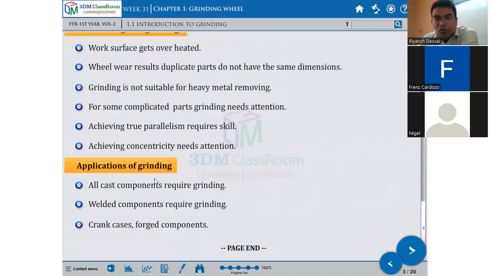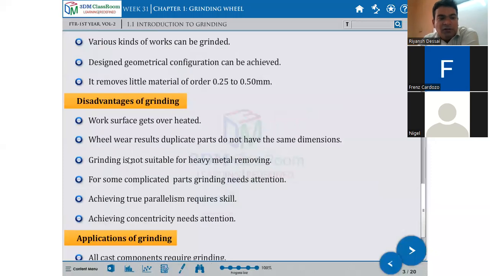Application of grinding. You should not apply your job on the grinding wheel because the work surface gets overheated. When you apply the job on the grinding wheel, it gets heated. When you put some coolant, it becomes hard, and then when you try filing, it is found very difficult to file. Understood? You should not apply the job on the grinding wheel. So heat is generated, a lot of heat, and the properties get changed.